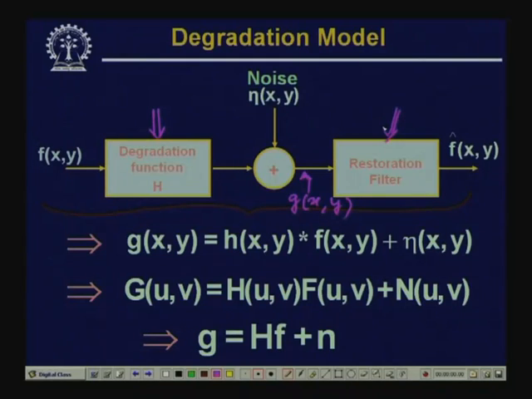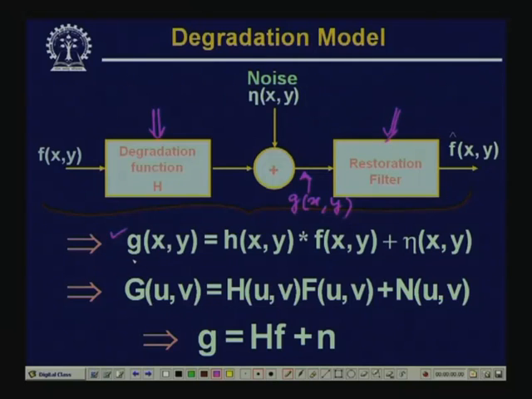Now, in our last class, based on this model, we have said that the mathematical expression of this degradation operation can be written in one of these three forms. The first one is given by g(x,y) equal to h(x,y) convolution with f(x,y) plus eta(x,y), which is the random noise. So, here f(x,y), that is the original image, and the degradation function h(x,y), they are specified in the spatial domain.